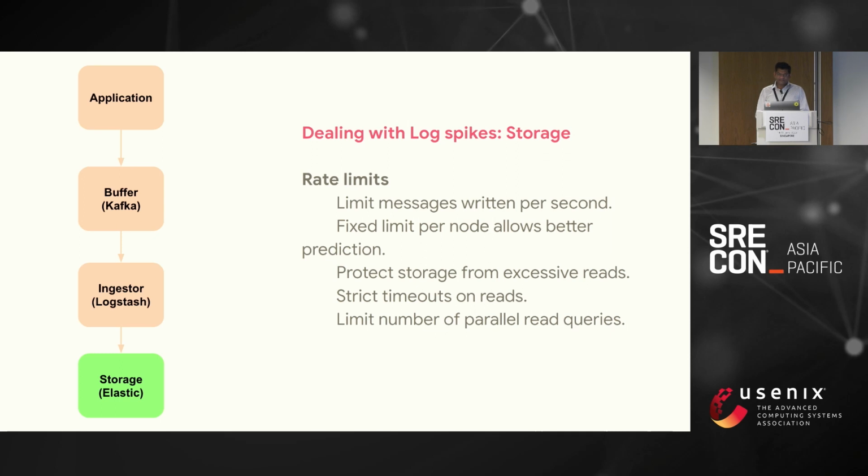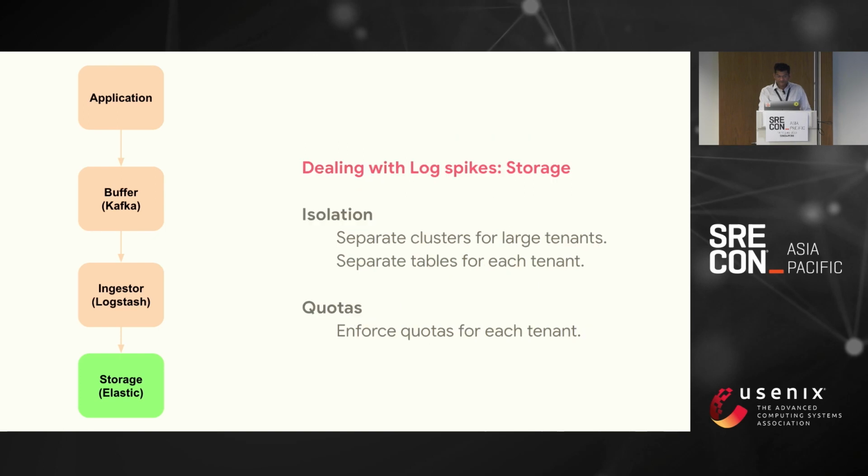The other thing that slows down writes on the storage is excessive reads. A good way to protect against excessive reads happening on your system is to apply strict timeouts to all your queries, and also to limit the number of parallel queries that can run at the same time. So on the storage side, you can apply the same isolation and quotas that you apply elsewhere in your pipeline.